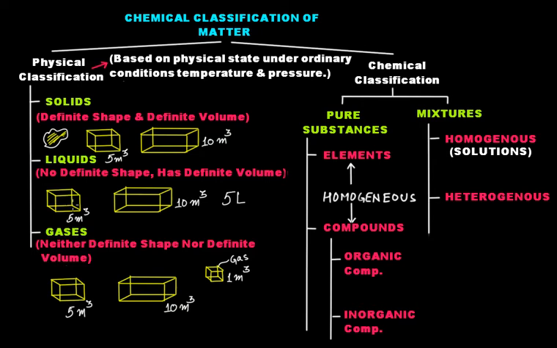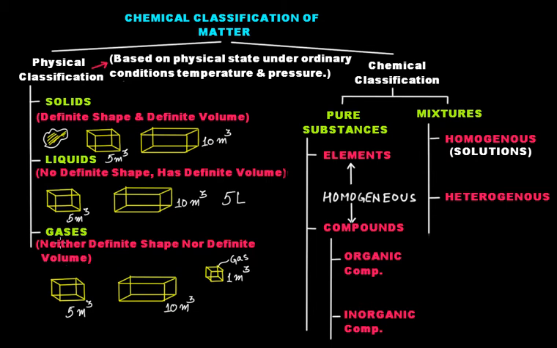But in the case of liquids, suppose you have 5 liters of water. If you pour it into this cube-shaped object whose volume is 5 cubic meters, the volume of 5 liters will not change, but the water will take the shape of a cube. If the same quantity of water is transferred into this cuboid object, the volume will remain the same, but now the water will take the shape of a cuboid. That's why the liquids have no definite shape, but they have definite volume.